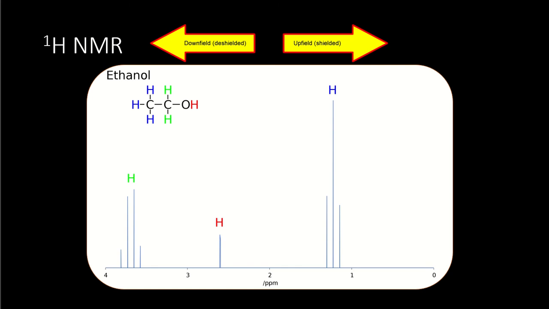And just to get further into shielding and deshielding, something that's further to the left, further downfield or at higher parts per million, is called deshielded, whereas anything that's closer to 0 parts per million or further to the right is more shielded, that is upfield.